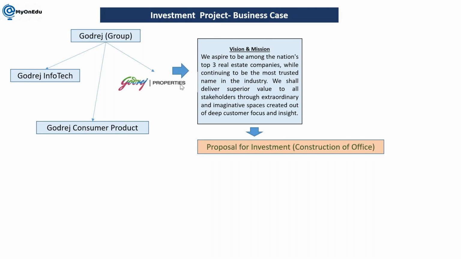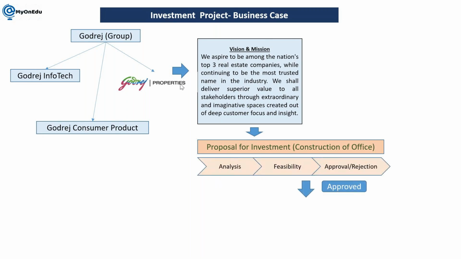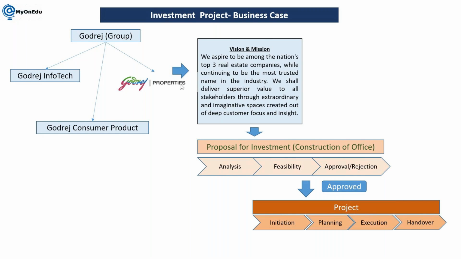So here this investment proposal is going to be approved. Once it is approved, only then is it going to become a project. So here we are talking now about Godrej Properties, Godrej Infotech, Godrej Consumer Products. This is my investment program structure, and here I have considered it based on the legal companies.